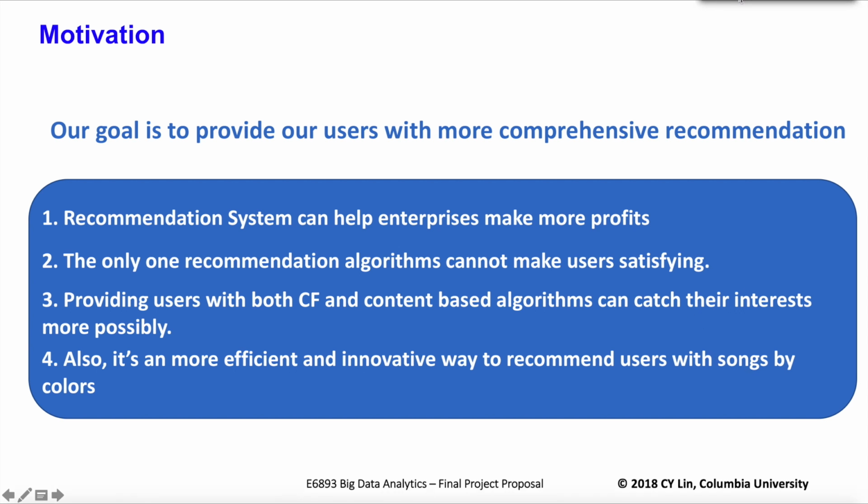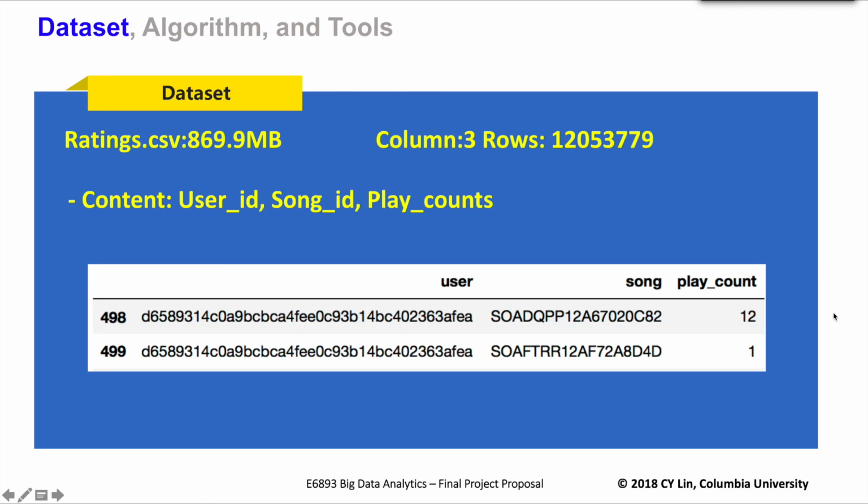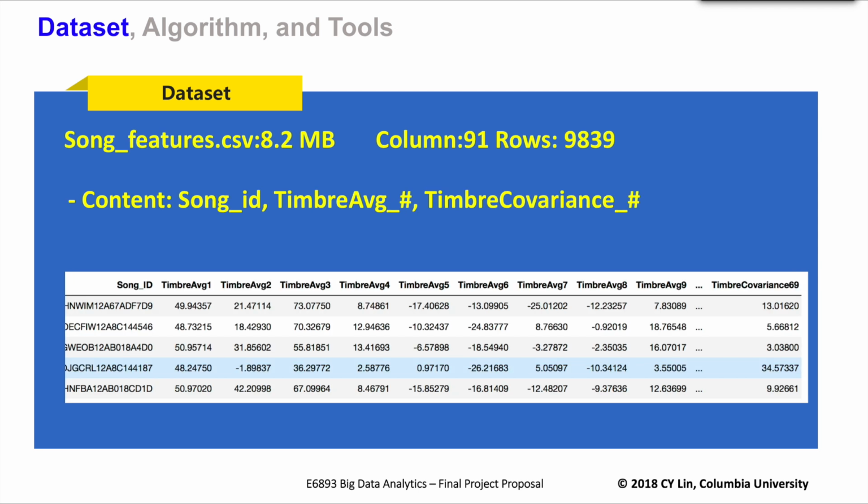And we think for our system, it's a good way to use colors to show the features of music. And here's our data set. This is a rating dataset. We use play count as the proxy for ratings. And this is the song features. We use timbre average and timbre covariance as our features.